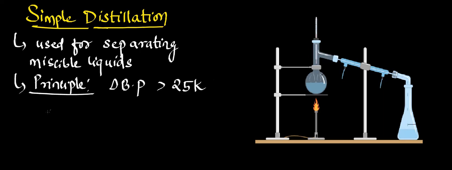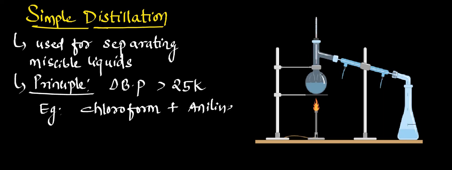For suppose as an example, if I take chloroform plus aniline mixture. Now I just want to separate these two from one another. When we observe the boiling points of chloroform, it will be 344 Kelvin, whereas aniline will be 457 Kelvin. Now what is the difference in boiling points of these two liquids? It is more than 25 Kelvin. Now here we can use the process simple distillation.